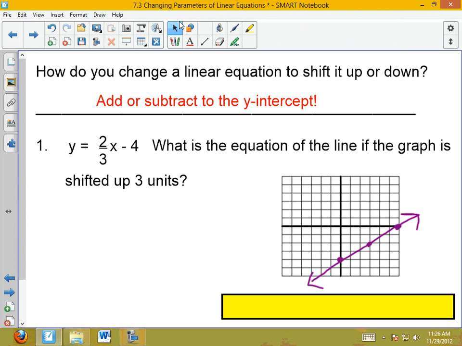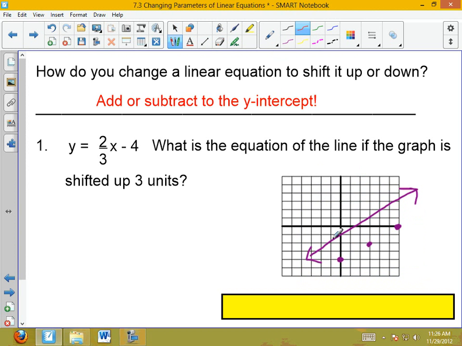Okay? Now, if I want to change this by shifting it up or down, what I change is the y-intercept. So I come over here to the y-intercept, and if I want to shift it up 3 units, 1, 2, 3. There, I just shifted it up 3 units. Now, here is my original line, right here.